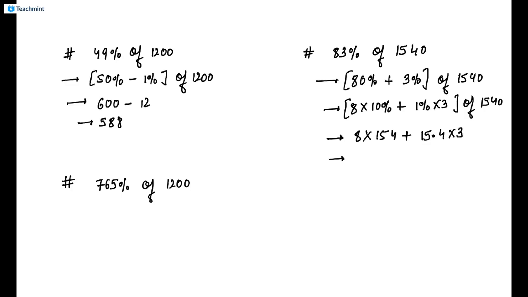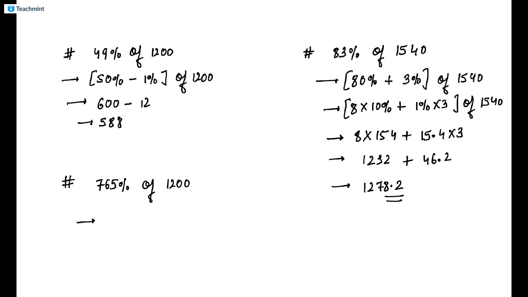Solve it, I guess it is 1232, and this is 15.4 into 3, it will be 45, and 4 it is 2.4, it is 46.2, right? So you can add and you will get 1278.2. See how easy it is to calculate any complex percentage question by converting it into numbers. It is very easy to calculate.